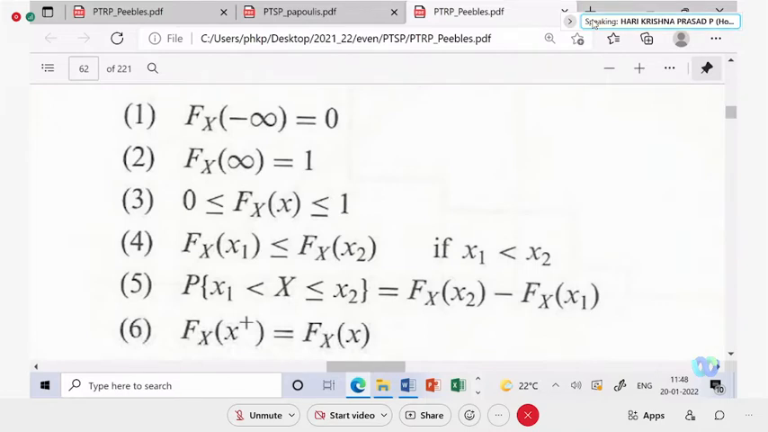X equal to infinity includes all possible events. By definition, the distribution function Fx of x is the probability that x takes a value less than or equal to minus infinity. When x is taking a value less than or equal to minus infinity, it is not including any event. So the distribution function has a value of 0. That is how Fx of minus infinity is 0.